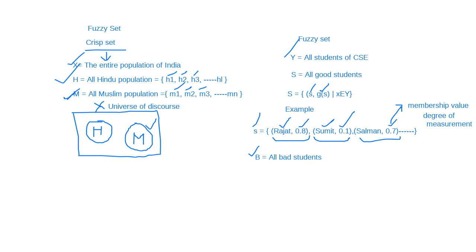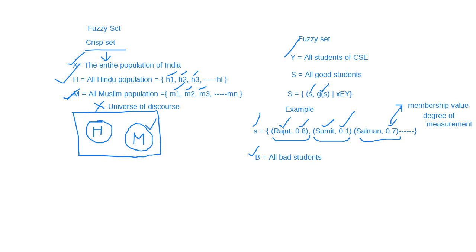So note this point. The membership value always lies between 0 and 1, inclusive of 0 and 1, right? So if Rajat's degree of goodness is 0.8, then Rajat's degree of badness is 0.2. Similarly, if Sumit's degree of goodness is 0.1, then his degree of badness is 0.9, because 1 minus 0.1 is 0.9.